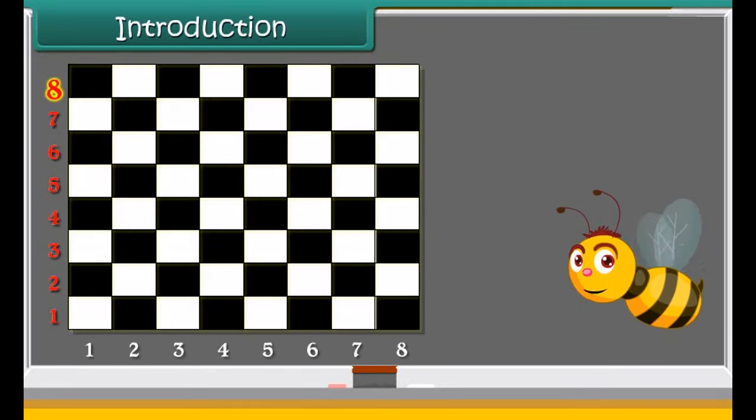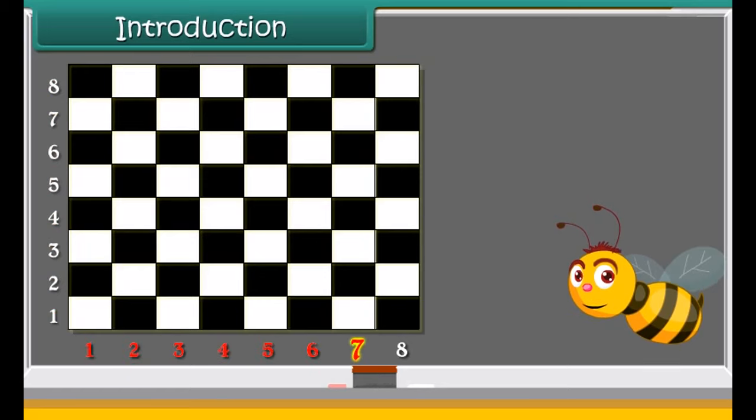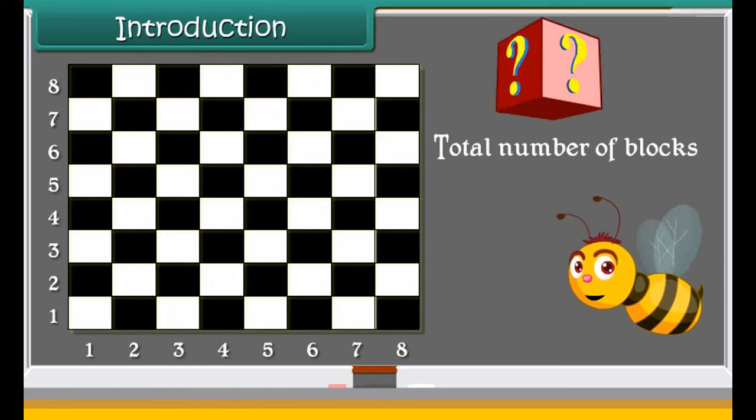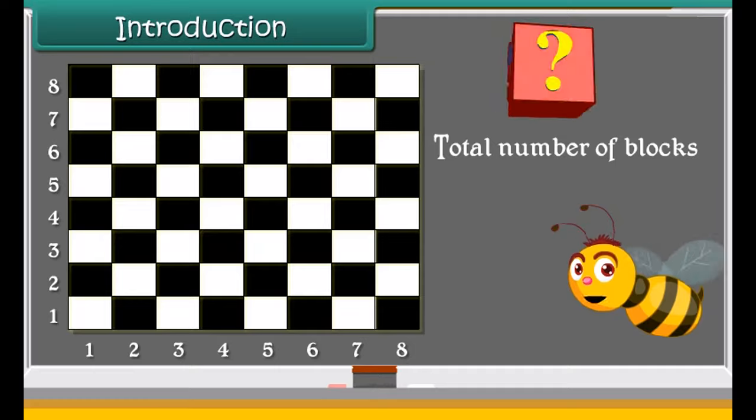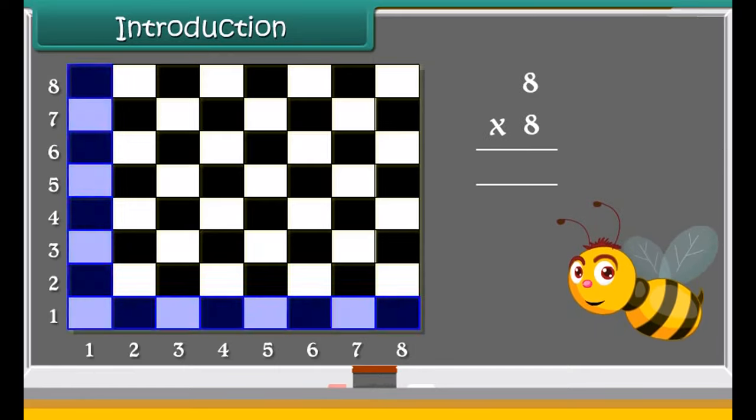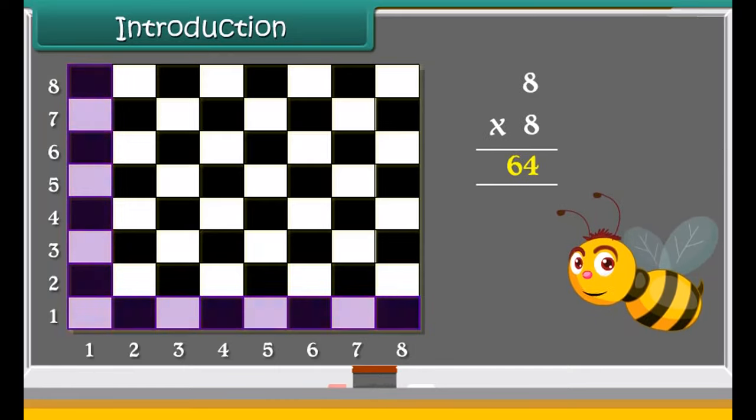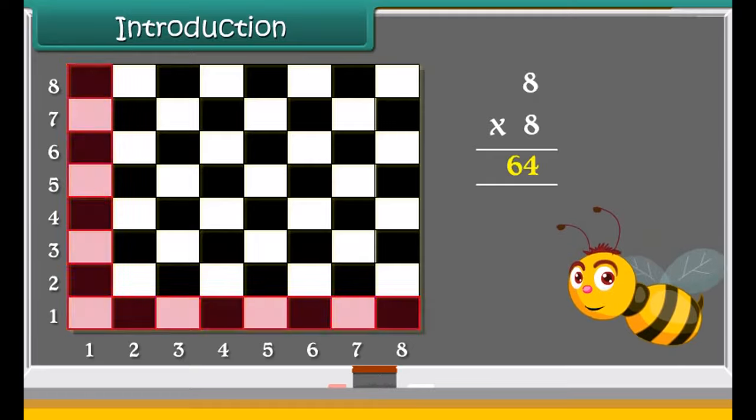Introduction. A chessboard has 8 rows and 8 columns. Can you tell the total number of blocks in the board? Yes, we can calculate by multiplying both the numbers. Let's study about multiplication.